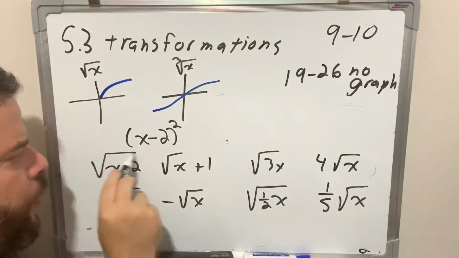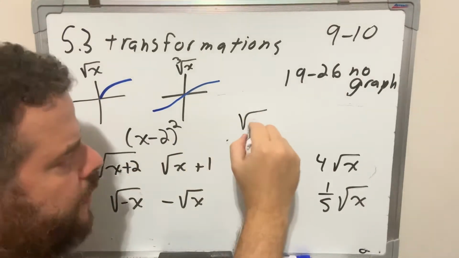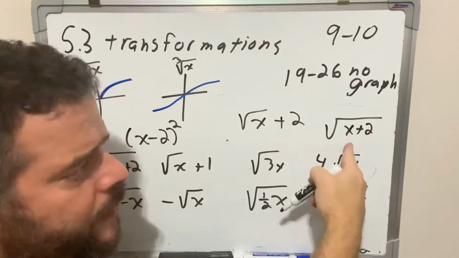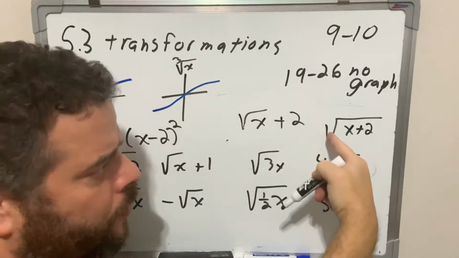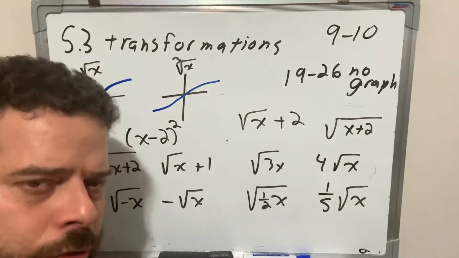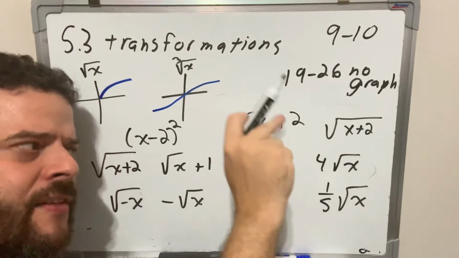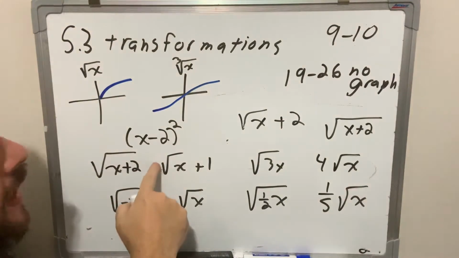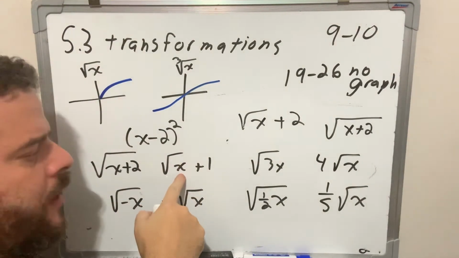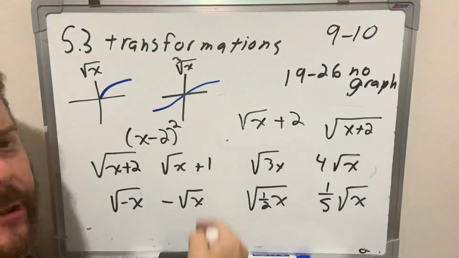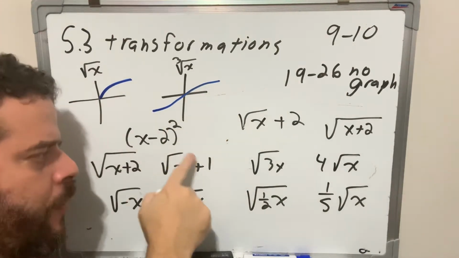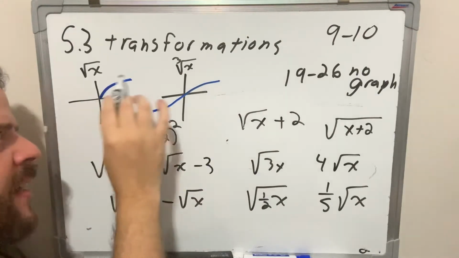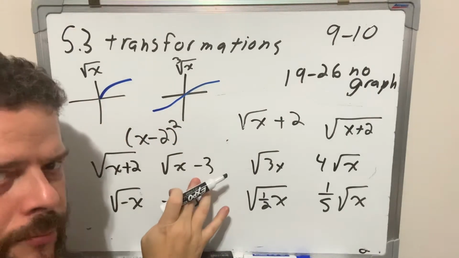You have to be very careful when you write your answers. If you do this, and you meant to do this, these are two very different things. So make sure you draw the radical only as far as you need to. Don't include anything that doesn't have to go inside, and include everything that should go inside. If you add something to the radical and it's outside the radical, it's up or down, positive up, negative down. This is a radical that's been moved 1 unit up. If this were minus 3, it would be the exact same graph, moved 3 units down.